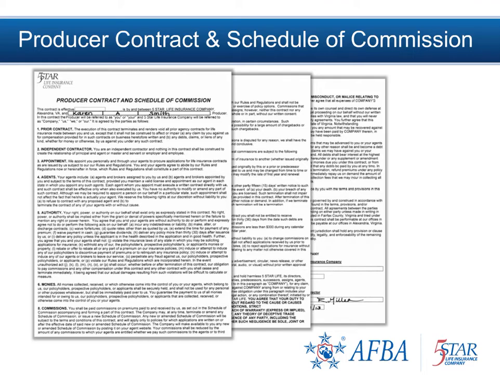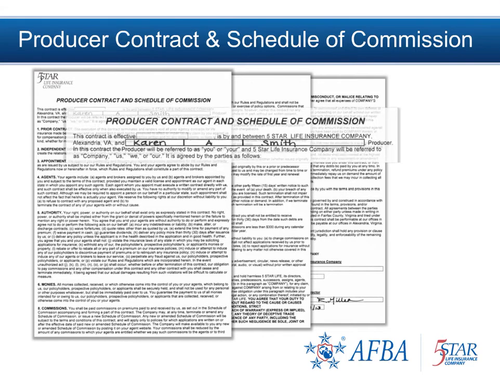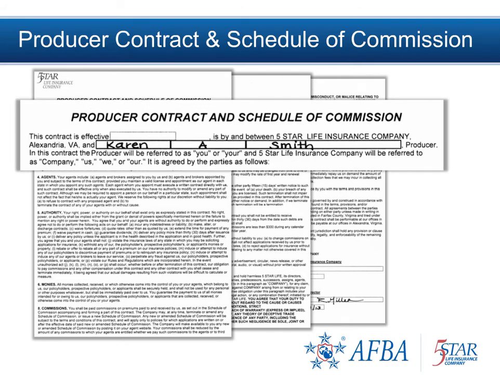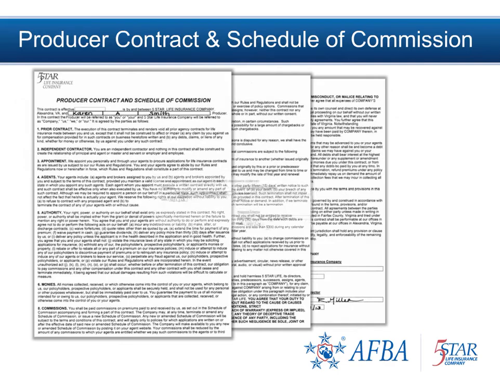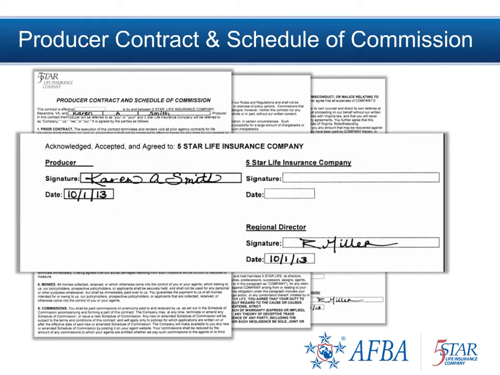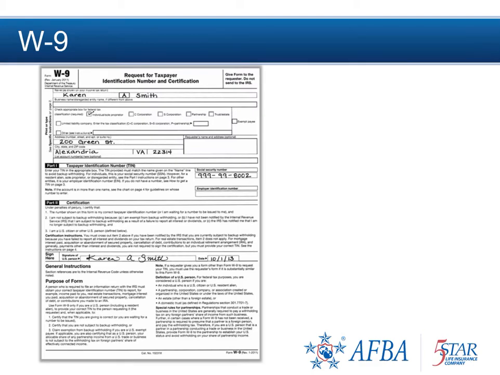The next form is your producer contract and schedule of commission. Begin by filling in your full name in the box provided. It's important to review all sections thoroughly, and then sign and date the third page once you have acknowledged, accepted, and agreed. Your W-9, or Request for Taxpayer Identification Number and Certification, is the next page in your packet.